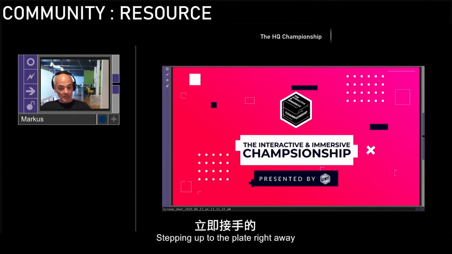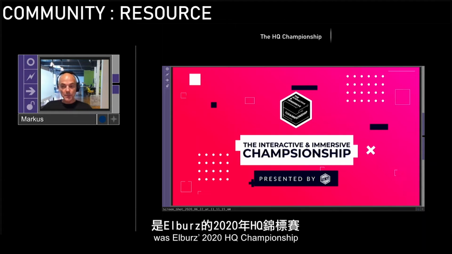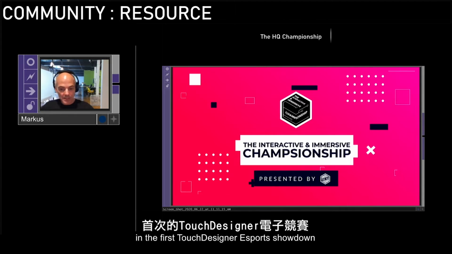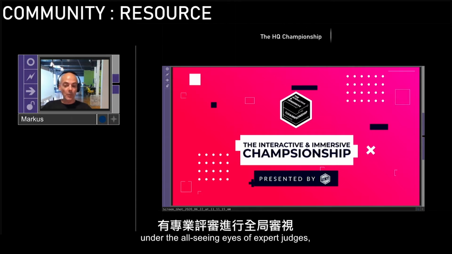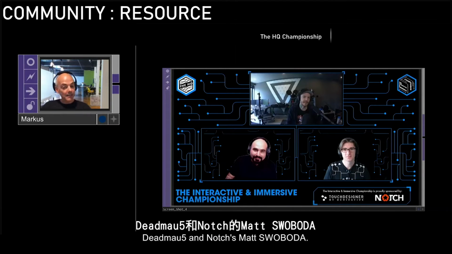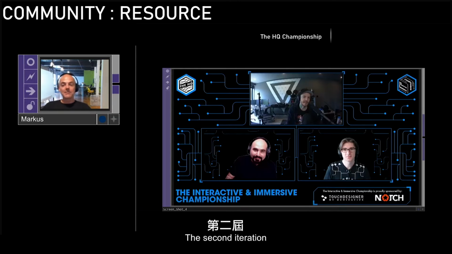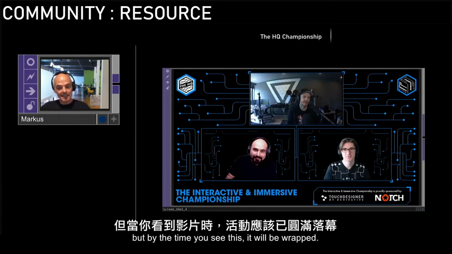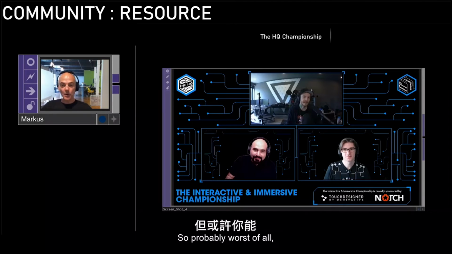Stepping up to the plate right away was Alberts's 2020 HQ Championship, letting people compete in the first TouchDesigner eSport showdown under the all-seeing eyes of expert judges Matthew Regan, Greg Romanovic, Detmaus, and Notch's Matt Svoboda. The second iteration is upcoming in the next few weeks, but by the time you see this, it will be wrapped, so it is probably worthwhile checking out the recording of this.